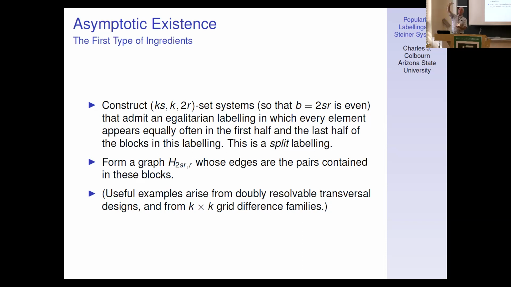Split means if I take my egalitarian ordering, even number of blocks, cut it in half, look for how many times a point occurs in the first half and the second half. I want them to be the same for every point. So split egalitarian ordering. If you can do that for these graphs, then I'm going to include a finite number of those in my collection. So that's the first type of ingredients.